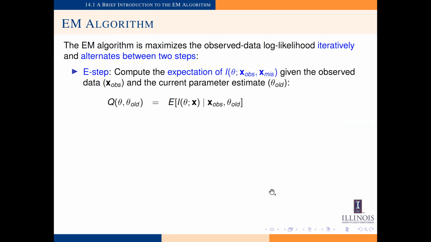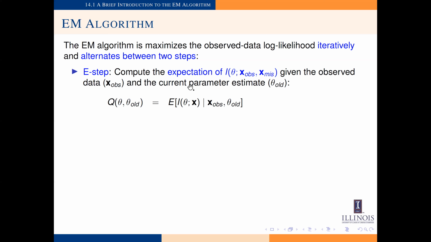The first step is called an E step. And as you can imagine, E stands for expectation. In the E step, one computes the conditional expectation of the complete data log likelihood, given the observed data and the current parameter estimate. Let's denote that by theta old. For now, let's think of theta old as something that you initialize at the beginning and update at each iteration.